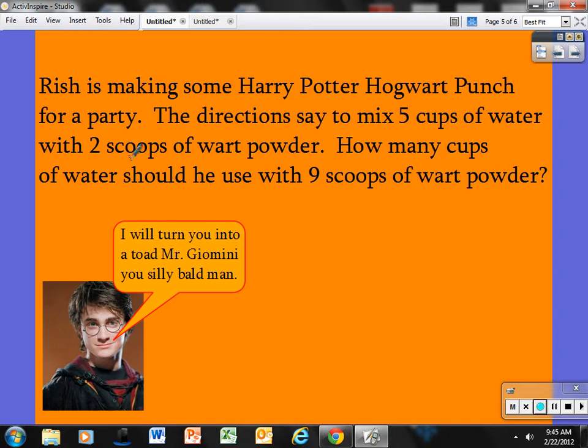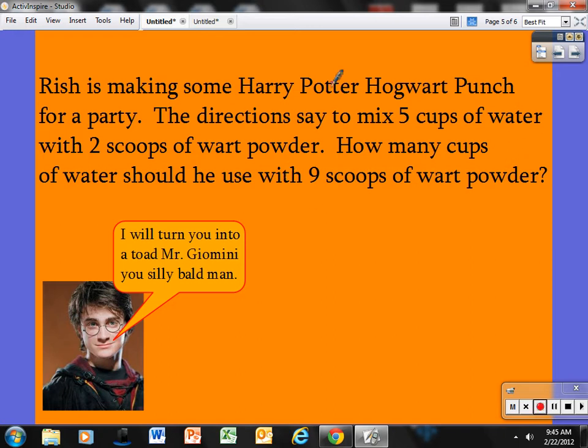So look at the first problem here. Rish is making some Harry Potter Hogwarts punch for a party. The directions say to mix 5 cups of water with 2 scoops of wart powder. How many cups of water should he use with 9 scoops of wart powder?